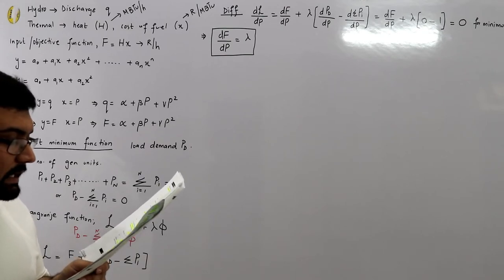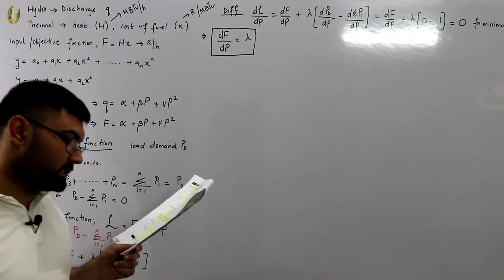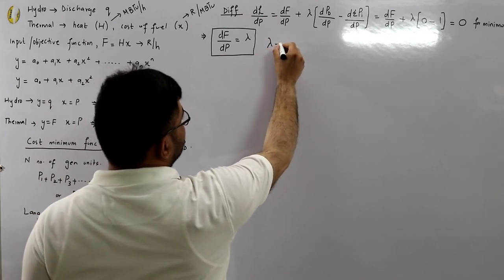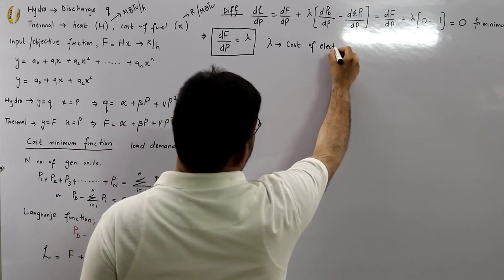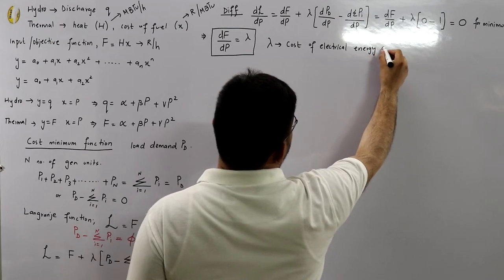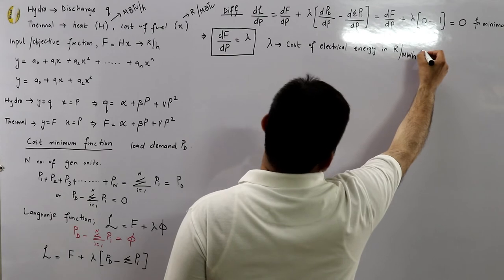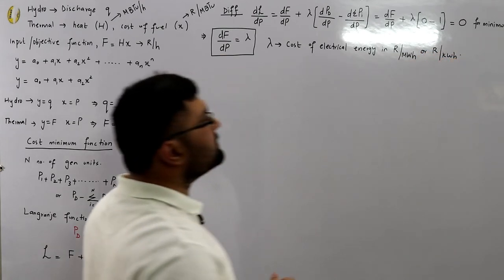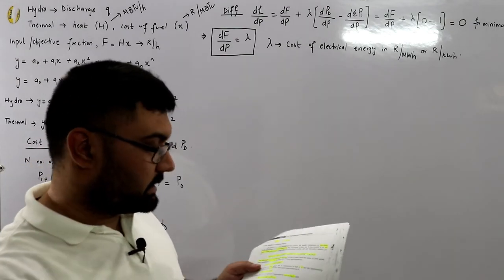Now this lambda is what? This is the incremental cost of electrical energy. And the units are what? The units are rate per megawatt hours, or in terms of kilowatt hours you could say, generally in megawatt hours, because the generation is in a bulk amount, right? Yes.